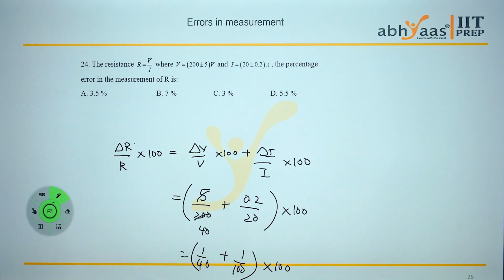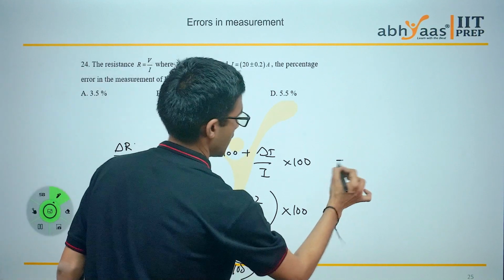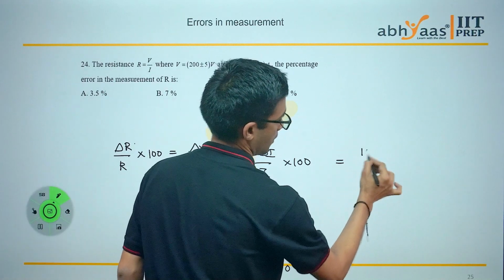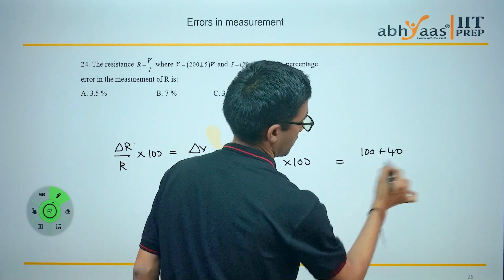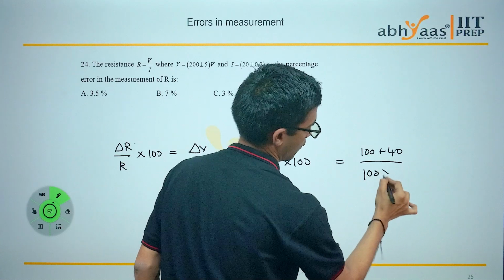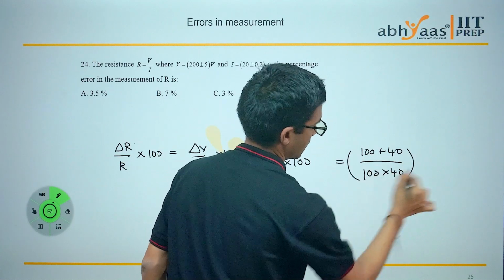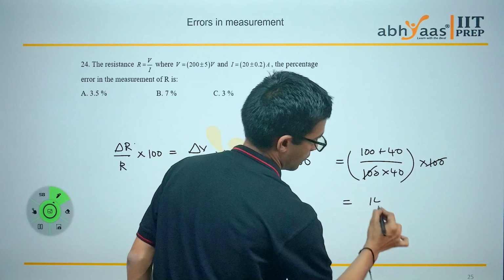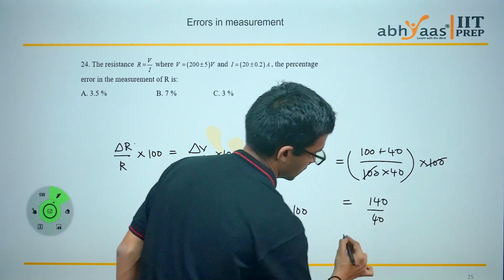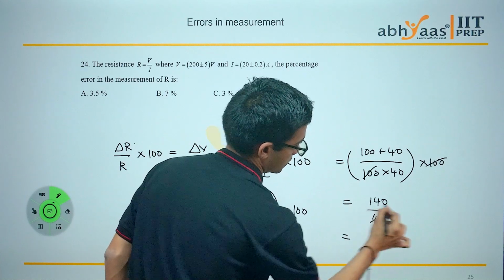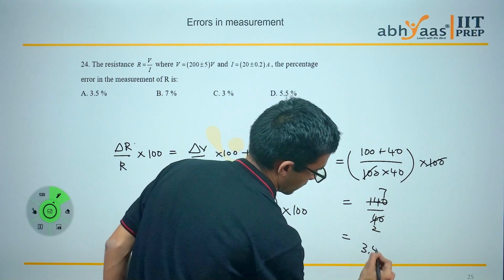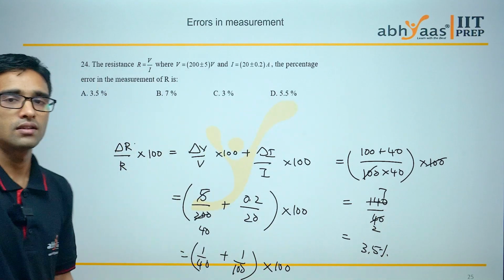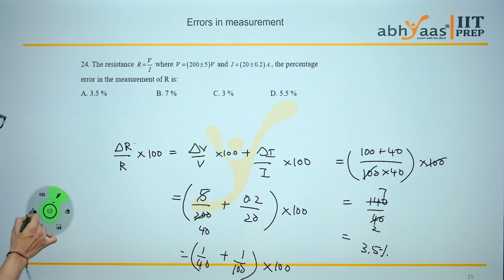Okay, same 3.5. Yes, same problem. So what you are getting is 100 plus 40 divided by 100 into 40. The whole thing is multiplied by 100. The 100 gets cancelled. 140 by 40, that is how much? 7 by 2, that is again 3.5. Okay, so the same type of question was asked in different shifts.